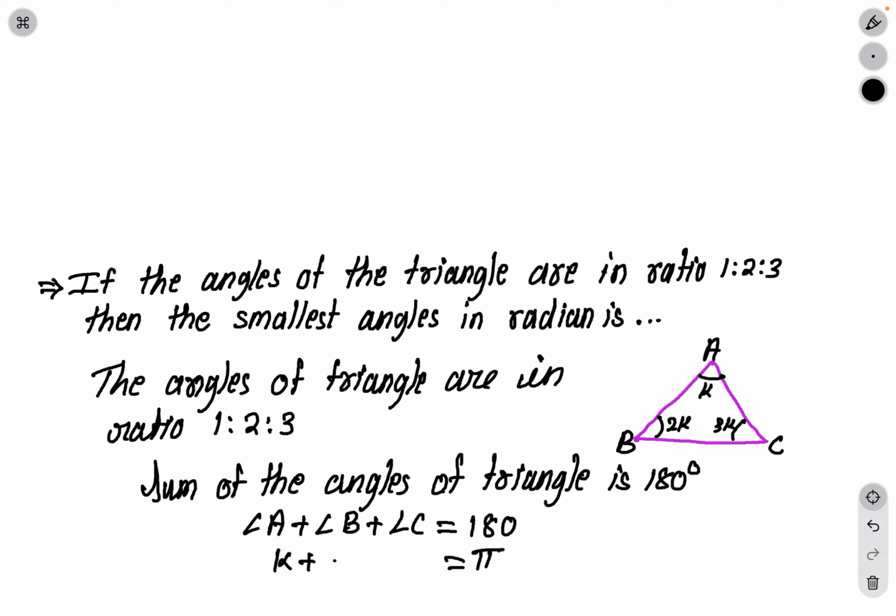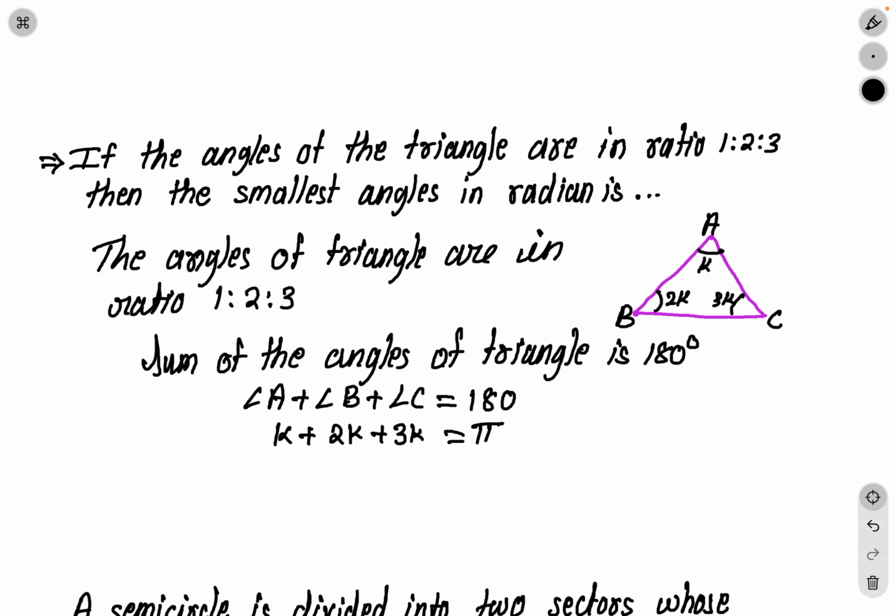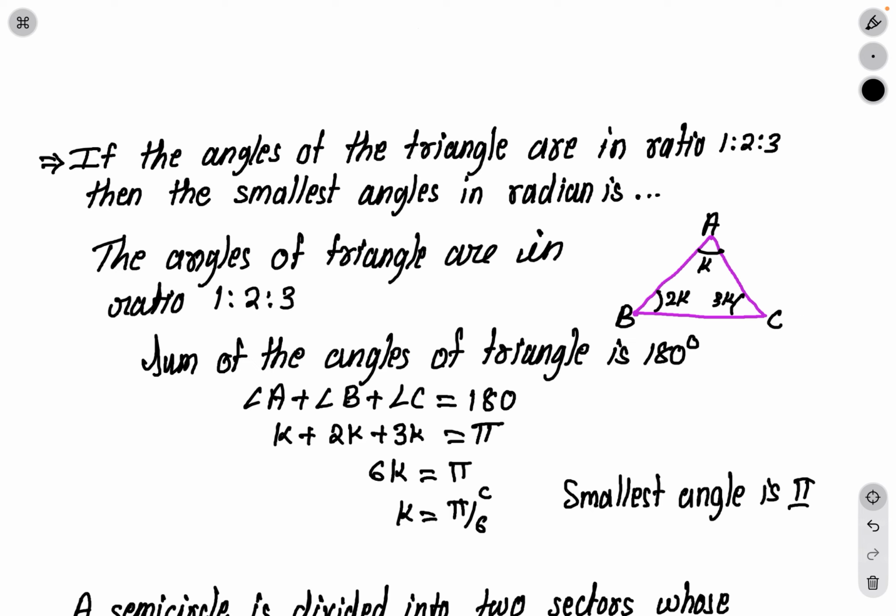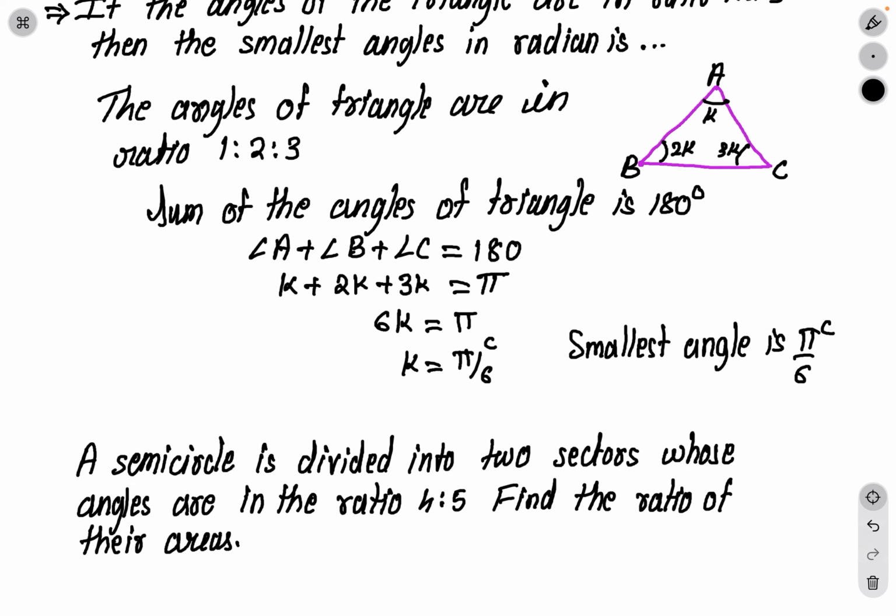So, K plus 2K plus 3K is equal to 6K is equal to pi. So, K is equal to pi by 6 radians. So the smallest angle is pi by 6 radian.